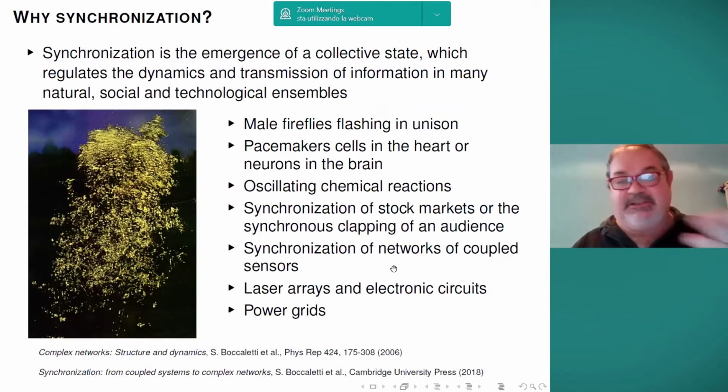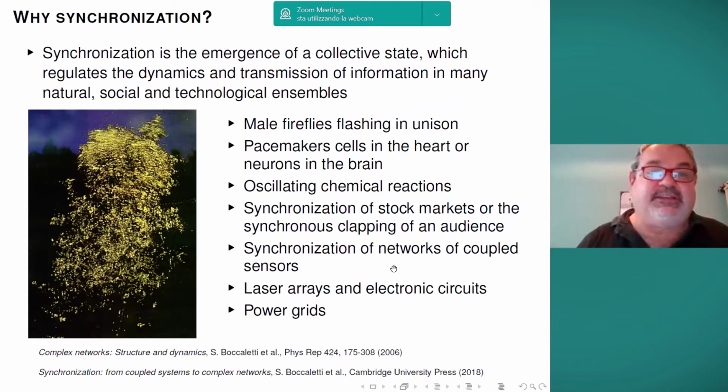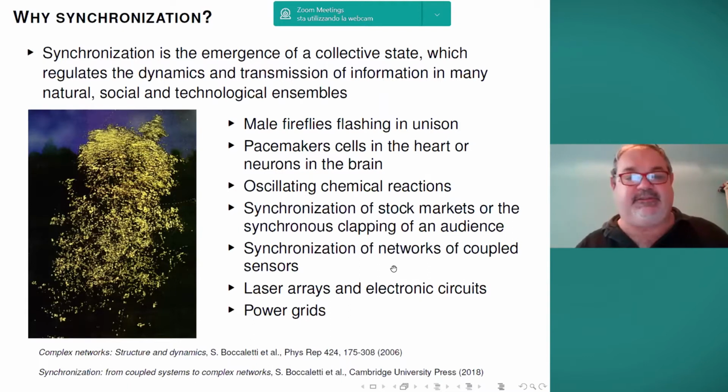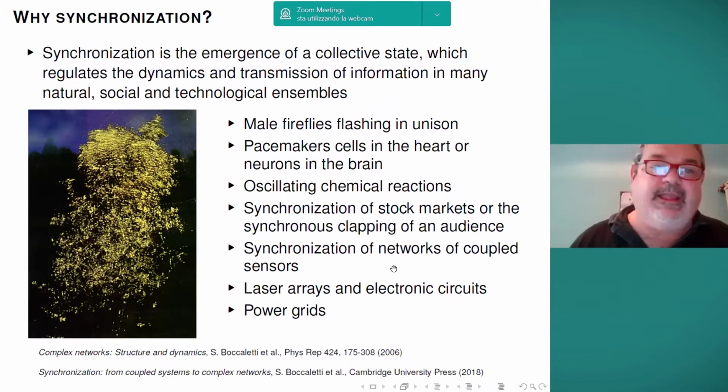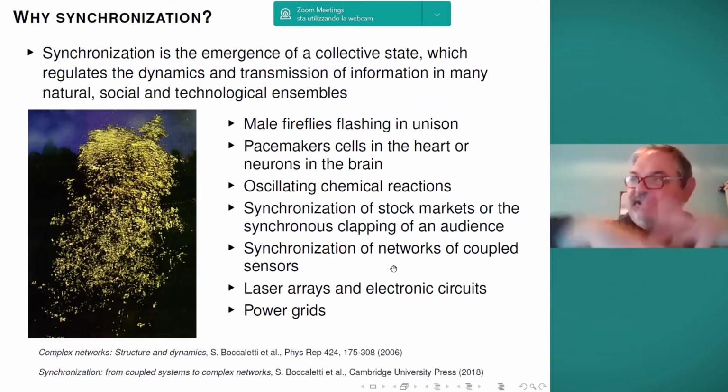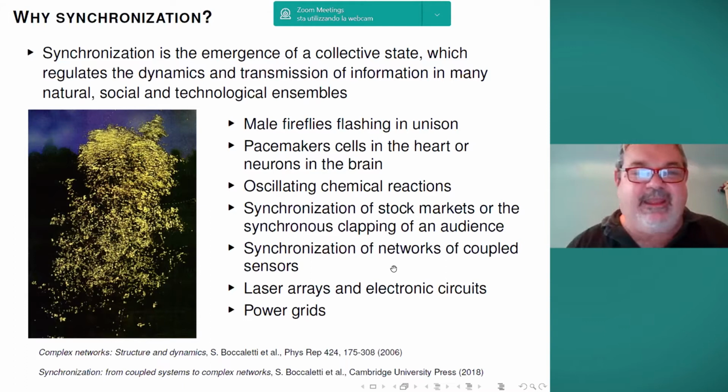Why do we speak about synchronization? Let me just tell you, because synchronization is the emergence of a collective state in a population, and it's really relevant in many circumstances. For example, the photo you see is a tree populated by fireflies, which during the night, in order to attract females, flash in unison, producing a sort of Christmas tree effect, so that the tree becomes completely illuminated. It's really a beautiful effect.